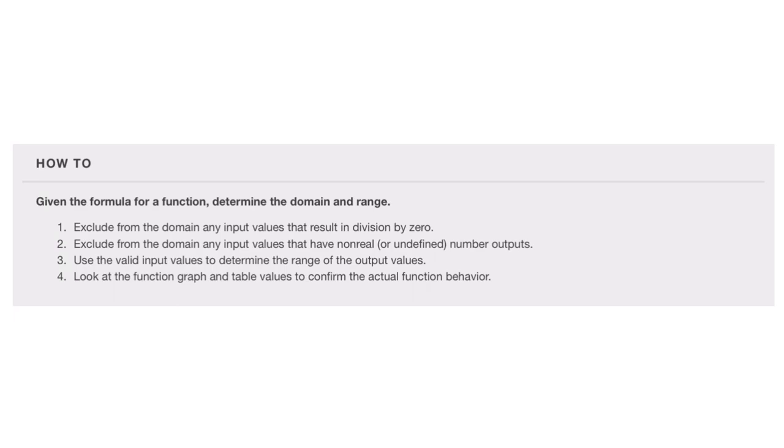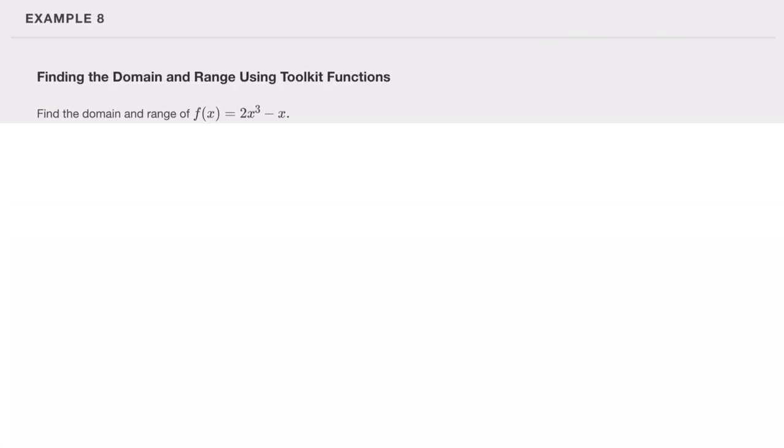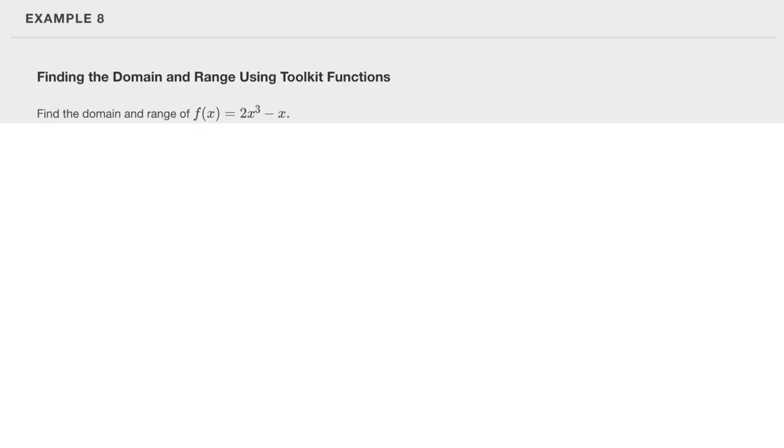Given the formula for a function, we want to see how to determine the domain and range. Okay, I'm going to just kind of work it. Let me see what it says actually. Exclude from the domain any input values that result in division by 0. Exclude from the domain any input values that have a non-real or undefined number output. Okay. Find the domain. This is what, a cube function? We don't have any restrictions. It's a polynomial. So the domain and range are both here, should be all reals. And you see it here.